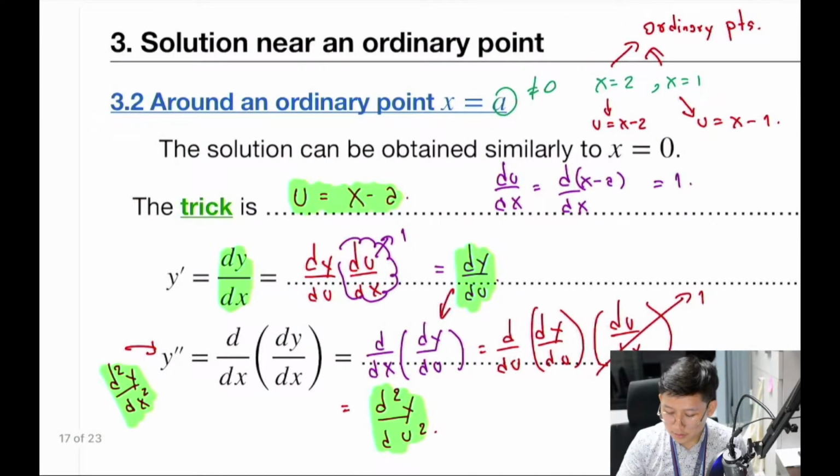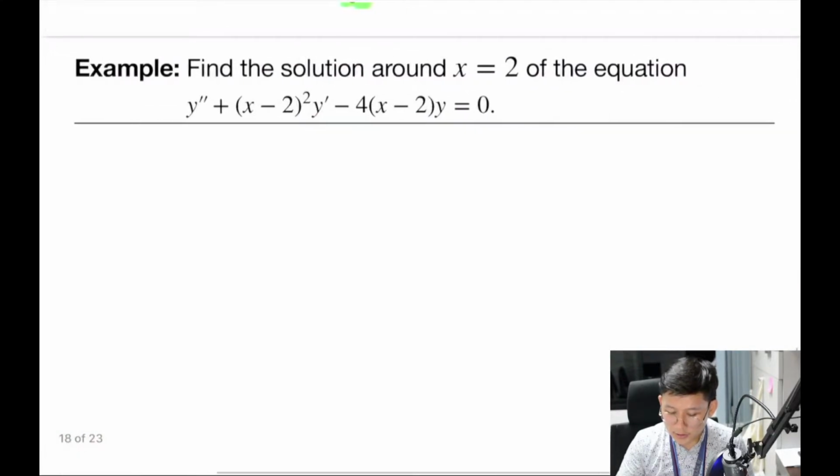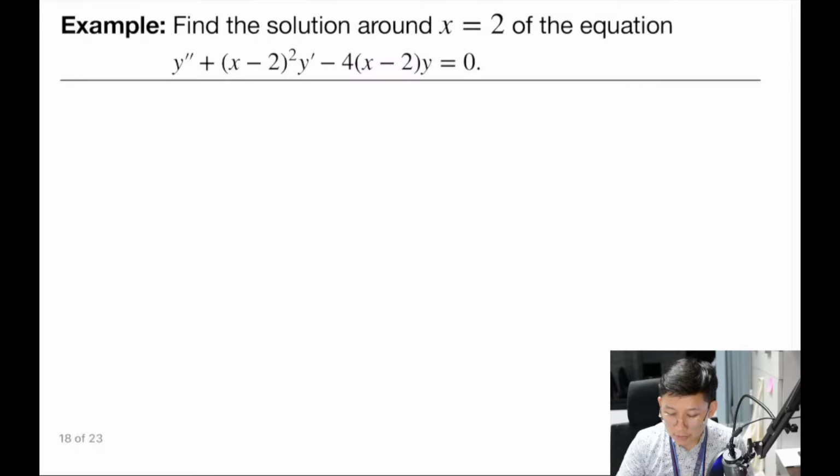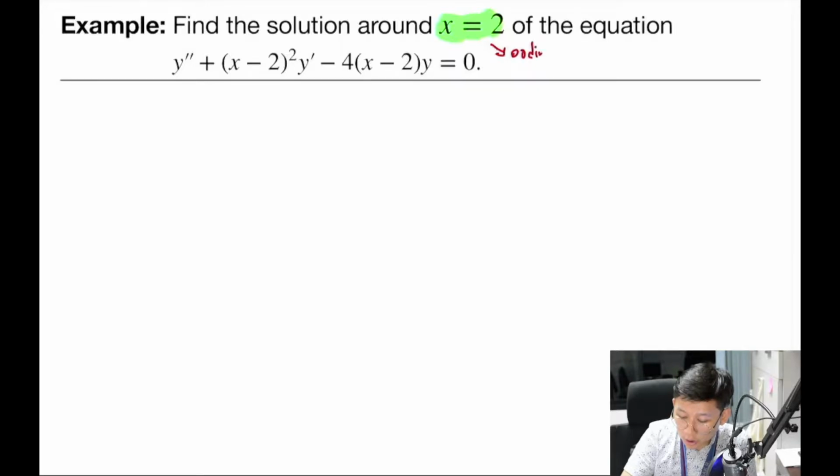Here you are asked to find the solution around x equals 2 of this equation. See, right now it's x equals 2, and 2 is not 0. It's different, it's not x equals 0 anymore. First we are still looking at ordinary points, so we need to check whether or not x equals 2 is an ordinary point.